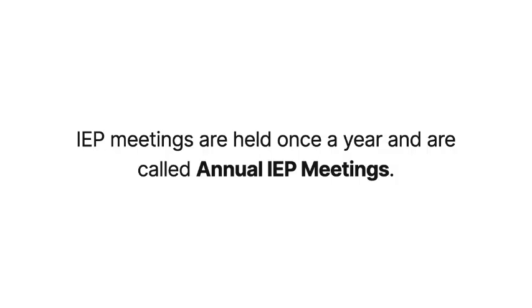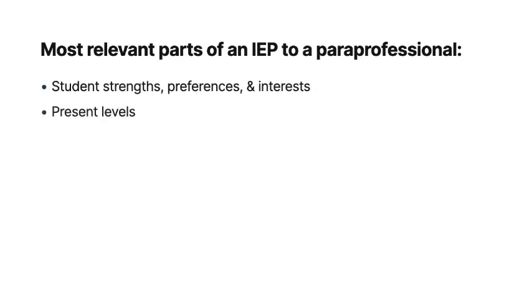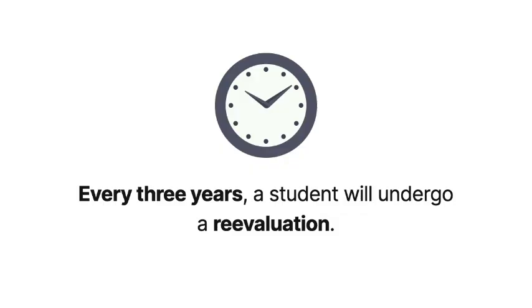IEP meetings are held once per year. These are called annual IEP meetings. Annual meetings require preparation, observations, and updates to all sections of the IEP. Usually, any free chance the special education teacher gets will be spent working on paperwork for an upcoming IEP meeting. The most relevant parts of the IEP to a paraprofessional are student strengths, preferences, and interests, present levels, accommodations and modifications, and goals.